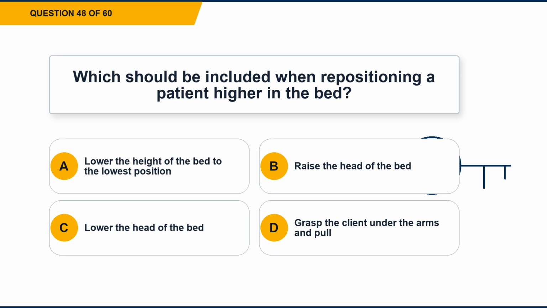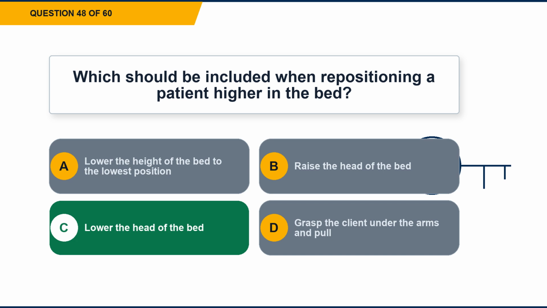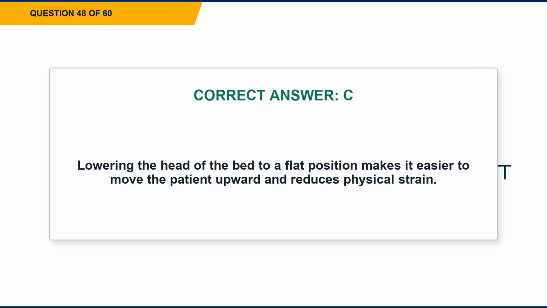Question 48. Which should be included when repositioning a patient higher in the bed? Option A, lower the height of the bed to the lowest position. Option B, raise the head of the bed. Option C, lower the head of the bed. Option D, grasp the client under the arms and pull. The correct answer is option C, lower the head of the bed. Explanation: lowering the head of the bed to a flat position makes it easier to move the patient upward and reduces physical strain.